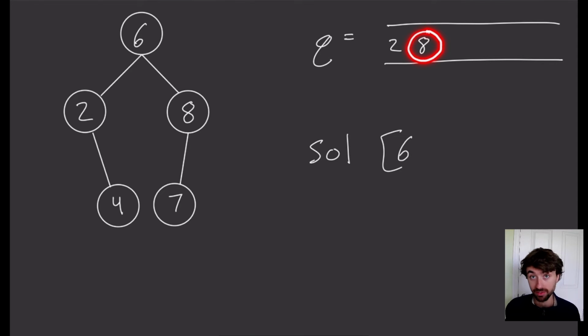So what's at the back of the queue? There's an 8 at the back of the queue. So we should take that 8 and add it to our solution. Now, instead of looping over the queue until it's empty, we should ask how many values are in the queue.